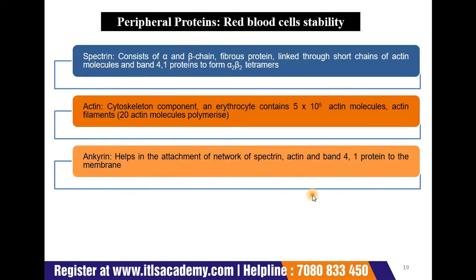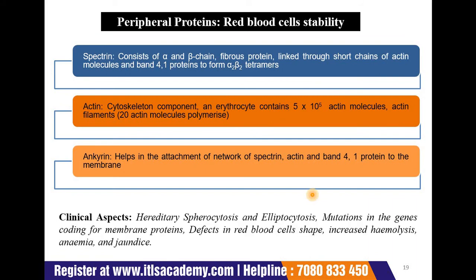Now we have the inner face of the red blood cell membrane, which is laced with a network of proteins called the cytoskeleton that stabilizes the membrane and is responsible for the biconcave shape of the cells. Basically, those are the peripheral proteins which provide stability to the red blood cells. The special peripheral membrane proteins that participate in the stability of the red cells are spectrin, actin, and ankyrin.